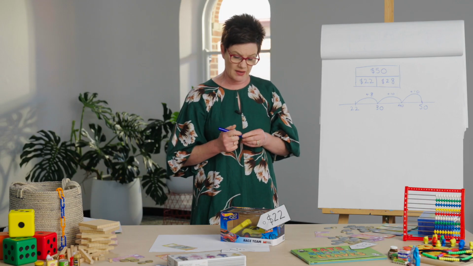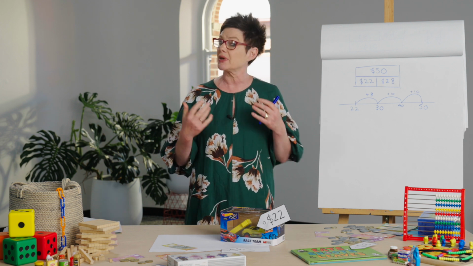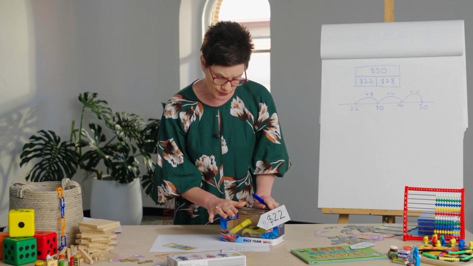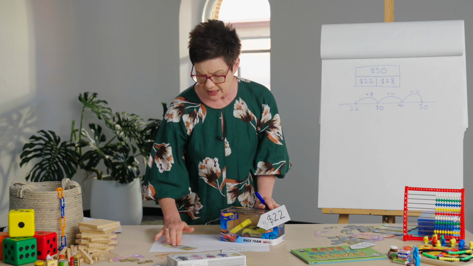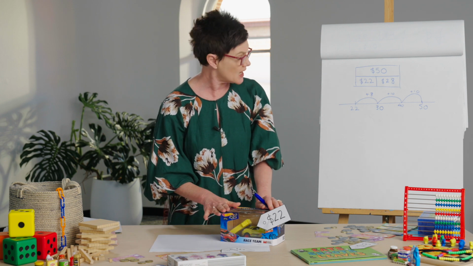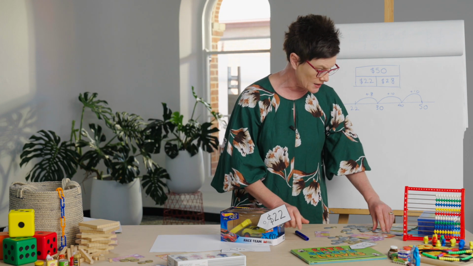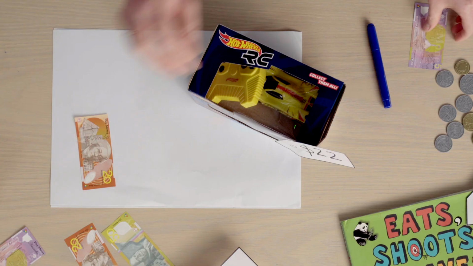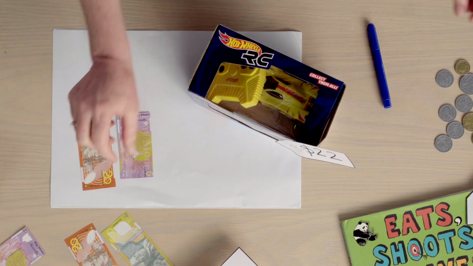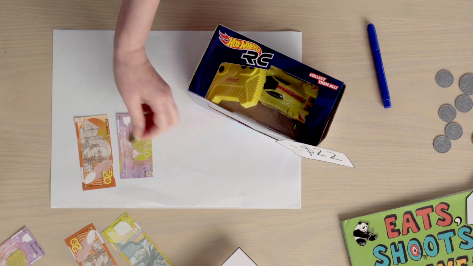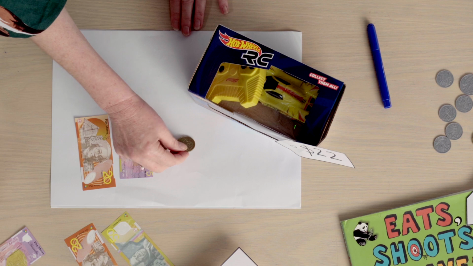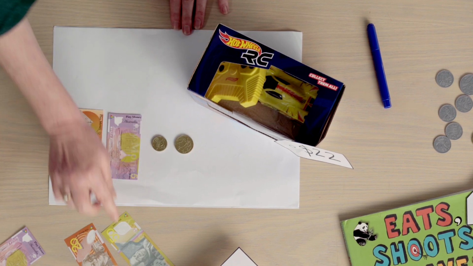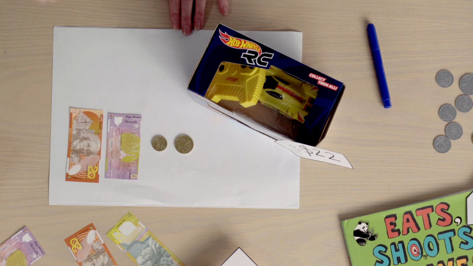So let's have a think about what that looks like when we're thinking about money. I have bought this most wonderful remote control car. I paid $50 and I am going to receive 20, 25, 27, 28. $28 change from a $50 note.